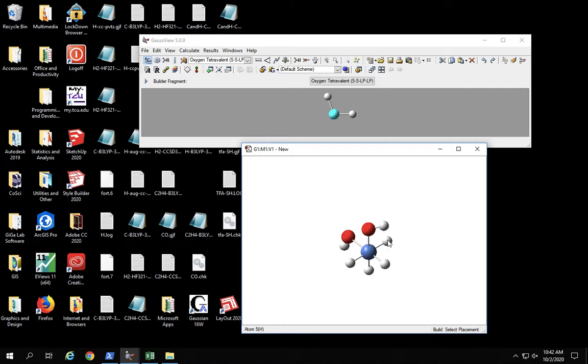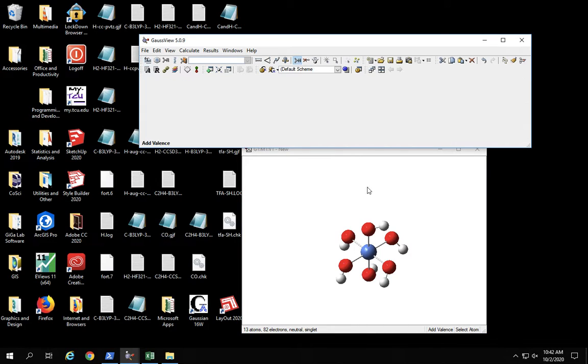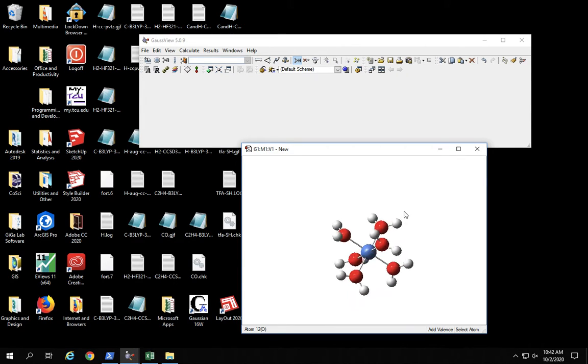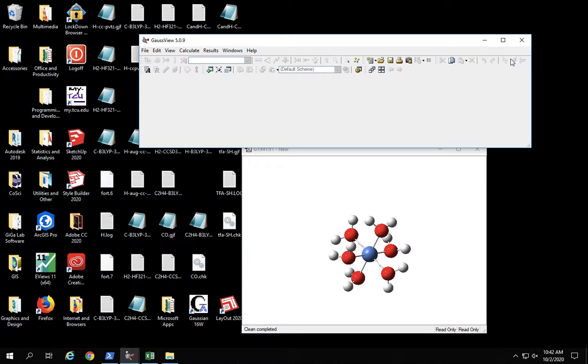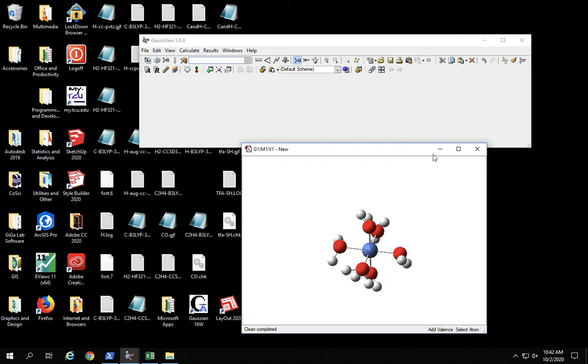Control Z lets me undo if I need. Now these are OH groups. I have to turn them into water, so I use the add valence tool to add a proton to each of these. There's that. Now this isn't a great geometry. I'm going to use the clean tool.